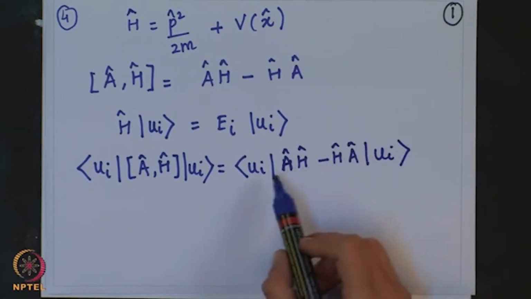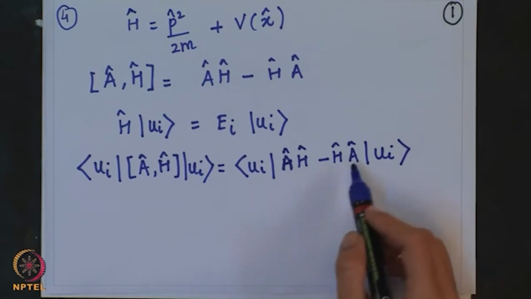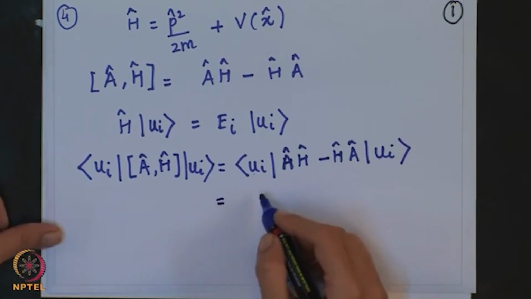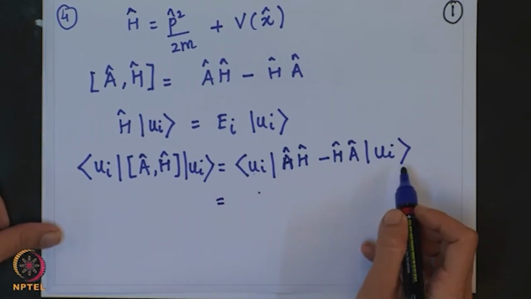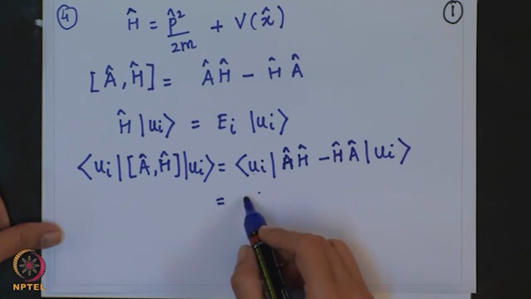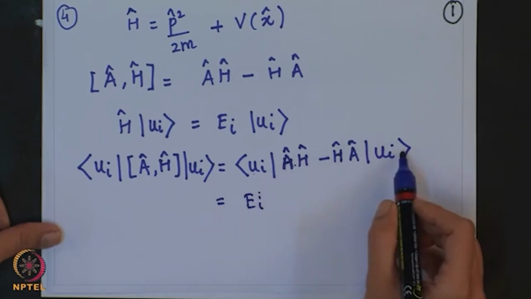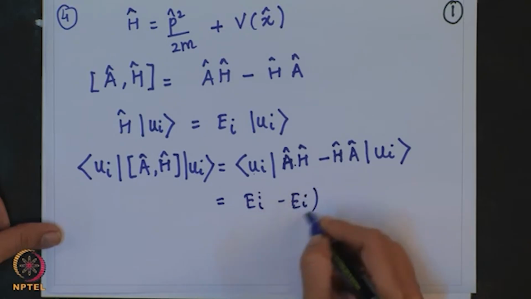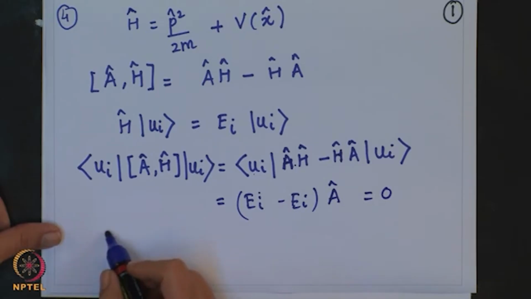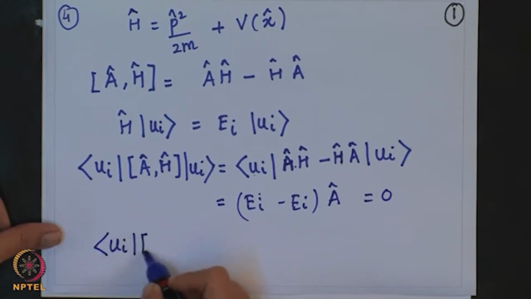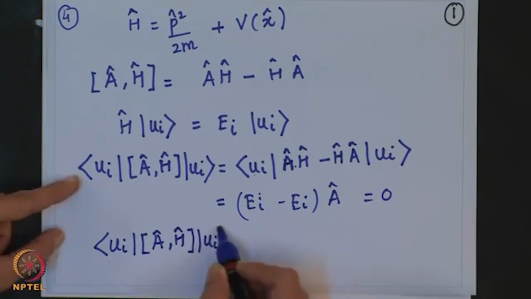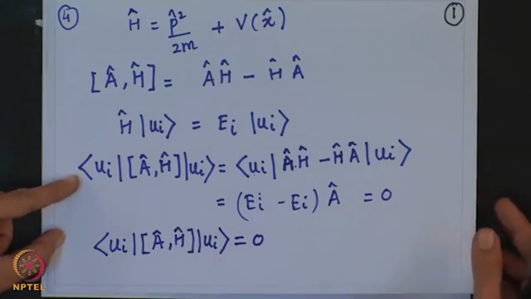Now, when H operates on ui, it will give me an Ei, and when H operates on this bra, it will again give me an Ei. So, you can see here you have an Ei minus Ei term. This one will operate on the left and give you Ei, and this one will operate on the right and give you Ei, with the operator A, which gives 0. So, we can easily see from here that this quantity is 0, right.